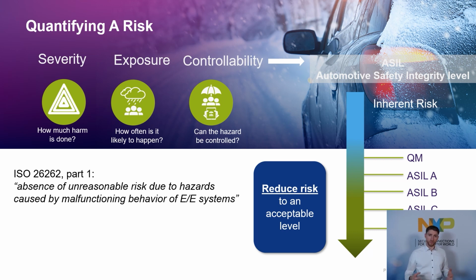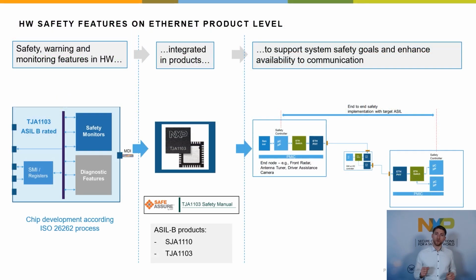TJA1103 was developed according to ISO 26262 and achieved ASIL B safety level. What does it mean in practice? We have safety warning and monitoring features built in hardware in our device, which support the system level safety goal and enhance the availability of communication.